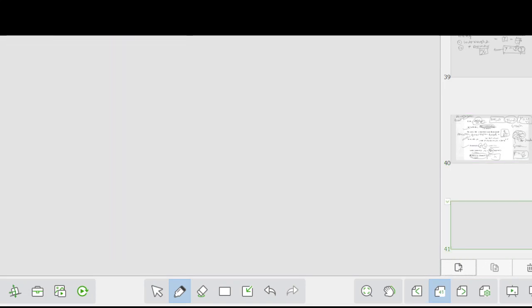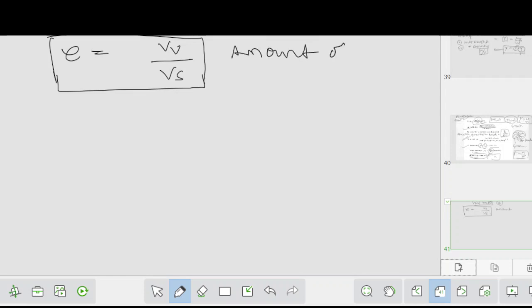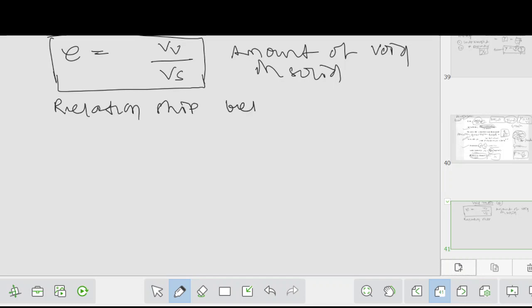Okay. What is void ratio? Volume of void upon volume of solid. Right? Void ratio e equals volume of void by volume of solid, right? You measure the volume of void or amount of void in solid, not in the whole sample, right? Okay. Now tell me, what is the relationship between phi or porosity and void ratio?